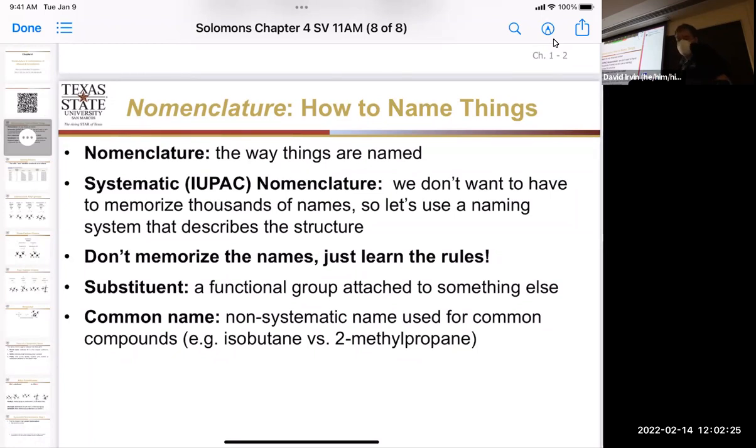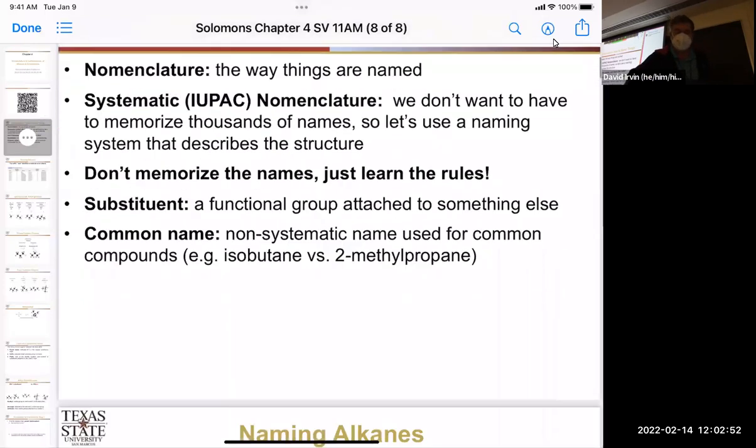Okay, so before we start, I want to say that substituents are a functional group attached to something else. Now we saw in chapter 2, functional groups could be a lot of different things. Okay? And so we want to make sure that we keep those in mind. The substituent is attached to the bigger molecule. Okay. Now, there will be several common names that we'll use, and I'll show you those when we get there.